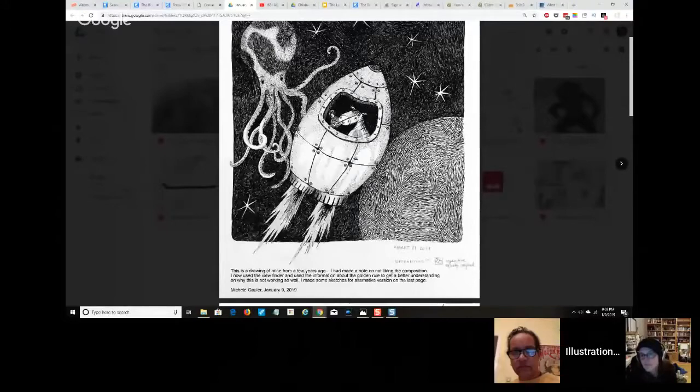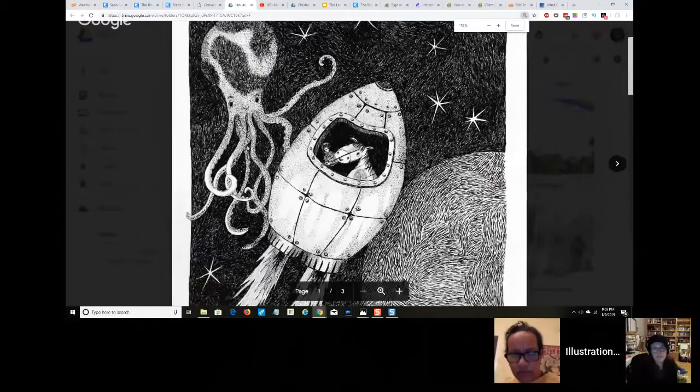I used the viewfinder and used the information about the golden rule to get a better understanding on why this is not working so well. I made some sketches for alternative version on the last one. Yeah, great. So first of all, I was really taken by this sketch that you're not excited about, Michelle.